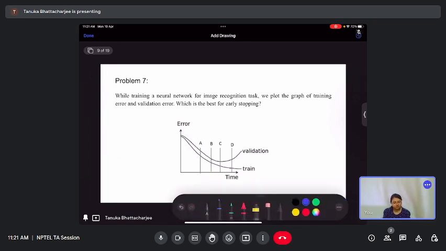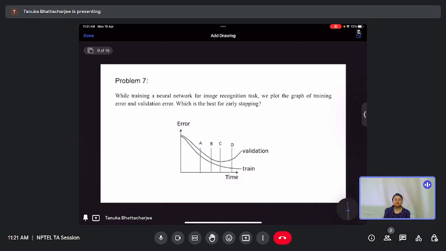Which point among these is best suited for early stopping? Early stopping is a regularization technique which is done to prevent overfitting to the training data. When you keep adapting your weights over iterations, your training loss keeps on reducing, and your validation loss also reduces in the beginning.